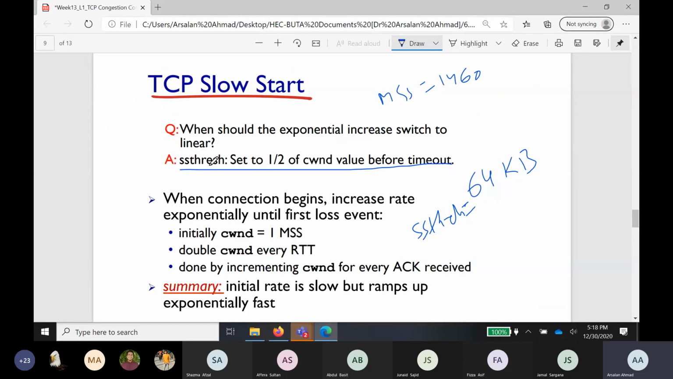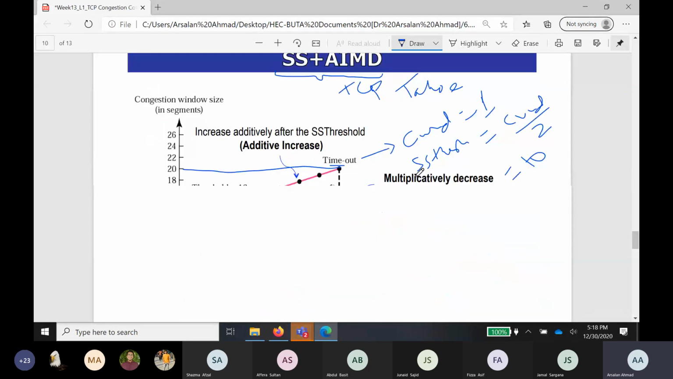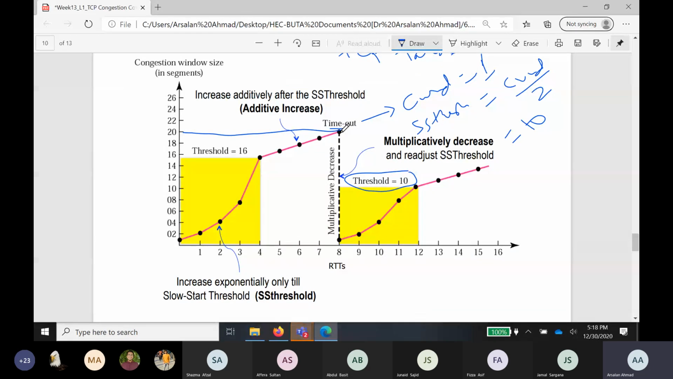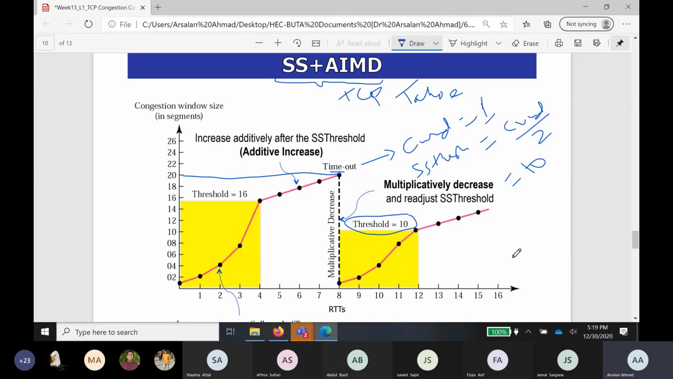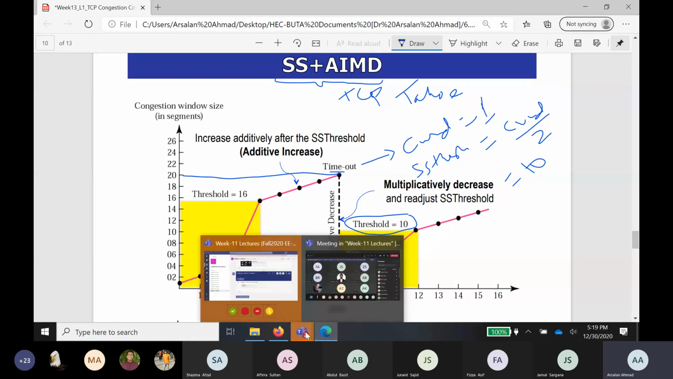Whenever we have a timeout, we set the slow start threshold to half of the congestion window at the time of timeout. It was 20 over here, so we set it to cwnd by 2, which is 10. Again we move to slow start: cwnd is equal to 1, and in the slow start phase it goes 1, then 2, then 4, then 8, and then 10. After 10, we move to linear: 11, 12, 13, and so on. This is an illustration of the working of slow start plus AIMD, and this is exactly how TCP Tahoe works in an algorithmic sense.